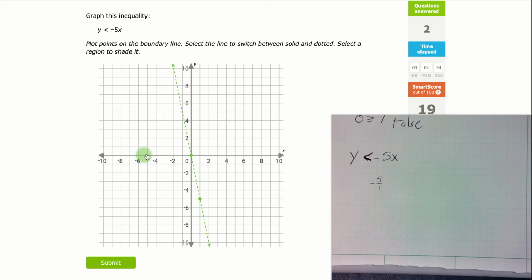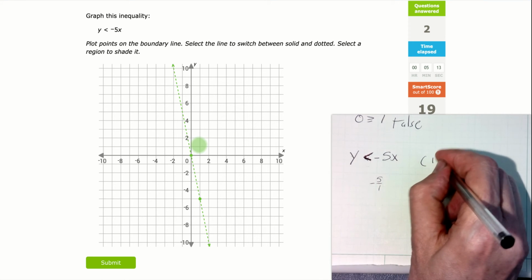Now I need to decide, am I to the left of it or to the right of it? I can't use the point 0, 0 because the origin's on the line. You have to use a point that's off the line. So I usually use one of the easiest points, either 1, 1 or 2, 2, maybe 2, 0 or 1, 0, but I'm going to use the point 1, 1.